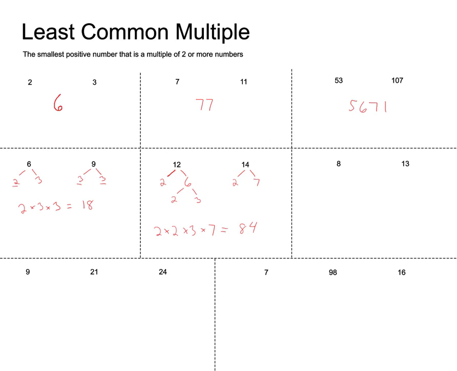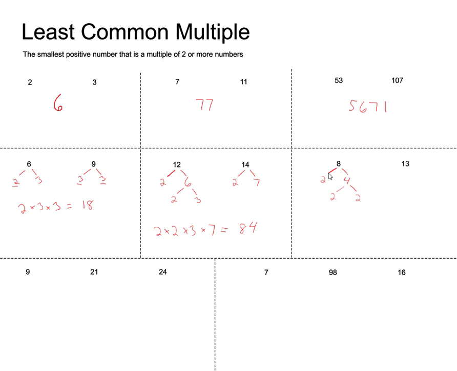Next, we have 8 and 13. To find the least common multiple, you may recognize that 13 is a prime number. So we should just be able to multiply 8 and 13 in order to get the least common multiple. However, let's apply prime factorization just to double check that that method is in fact accurate. So we're going to break down 8 into 2 times 4, and then we're going to break 4 down into 2 times 2.